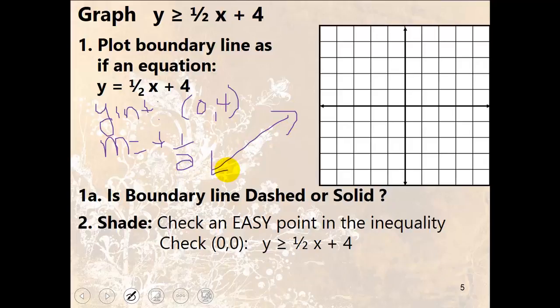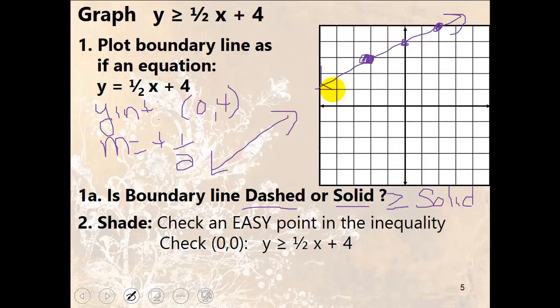So I have 0, 4, 1, 2, 3, 4. And if I go up 1, I have to go over 2. And if I go down 1, I have to go over 2. Okay? Do I want to use a dashed or solid? Well, I have a greater than or equal to symbol, so I'm going to use a solid, and I'm going to connect those points with a solid line.